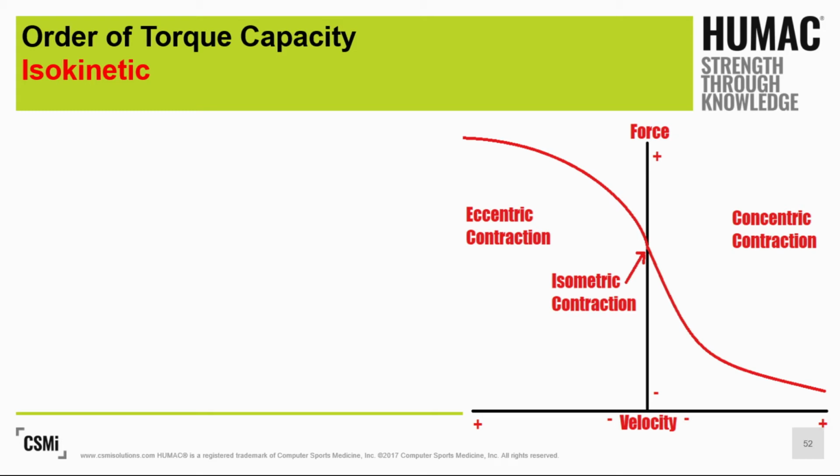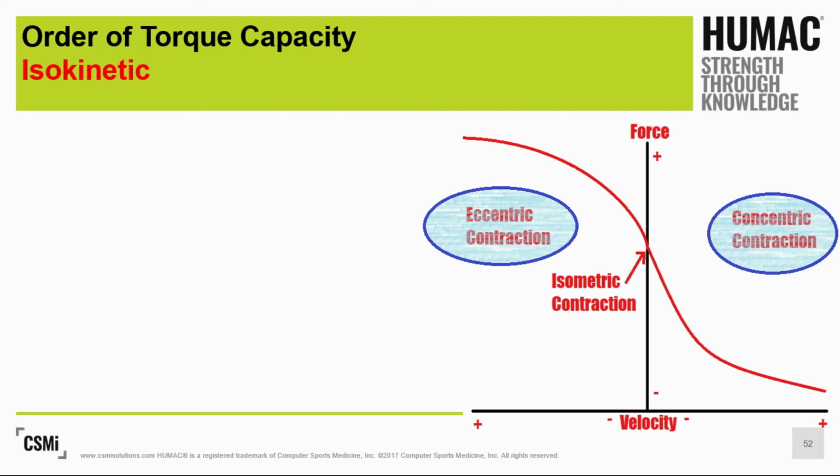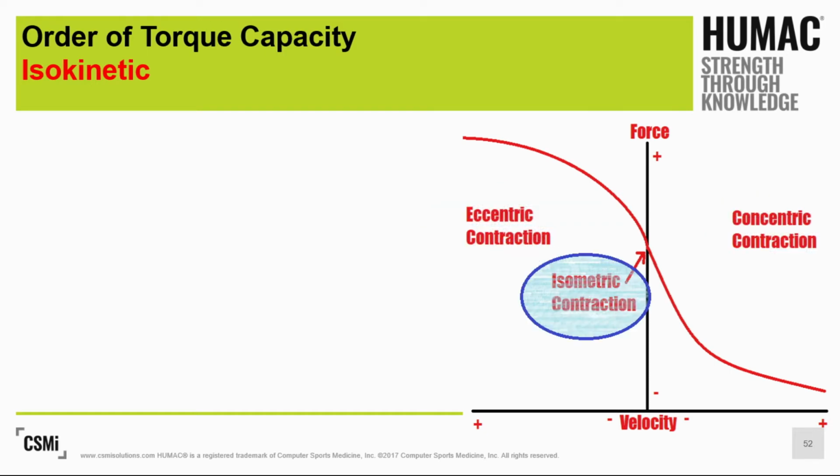In the graph, the y-axis going up represents force output capability, so the higher up you go, the more force is being produced. The x-axis is velocity, with the middle vertical line being 0 or no motion, and velocity increasing as you go out both directions, left and right. The left side of the 0 line is an eccentric contraction where the muscle is lengthening, and the right side of the line is a concentric contraction with the muscle shortening.